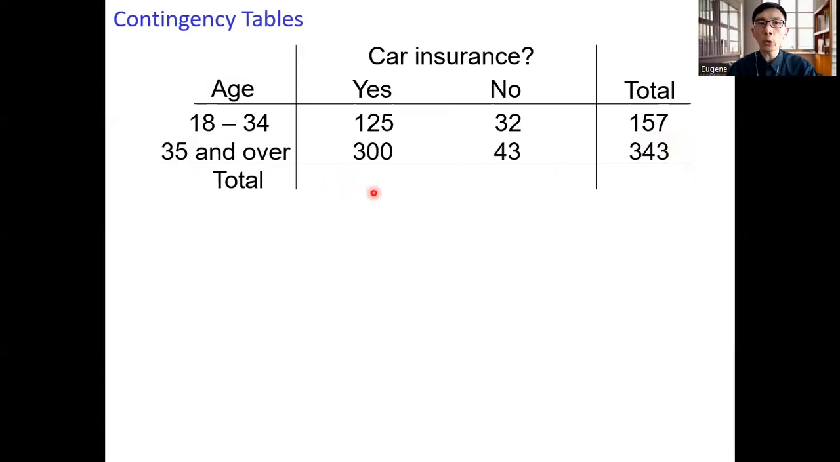And then for the column total, the first column indicates the number of drivers who purchased car insurance in the sample. So here we have 125 plus 300, we get 425 drivers purchased car insurance in the sample. And then the number of drivers do not have car insurance, we have 75 of them. Altogether in our sample, we have 500 drivers.